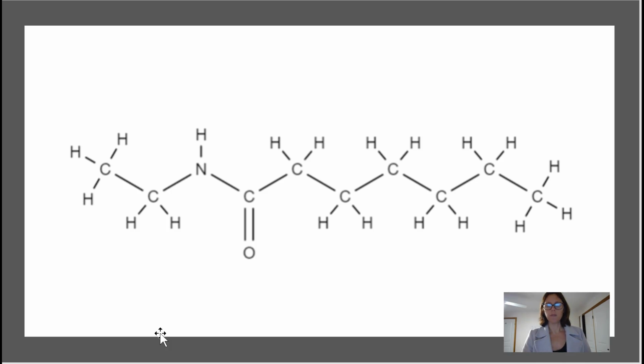Have a go at this one. Where's the longest chain? Then convert it from an anoic acid to an amide. And then we have an ethyl group off the side. So what did you get there? We'll practice some more of these in class tomorrow.